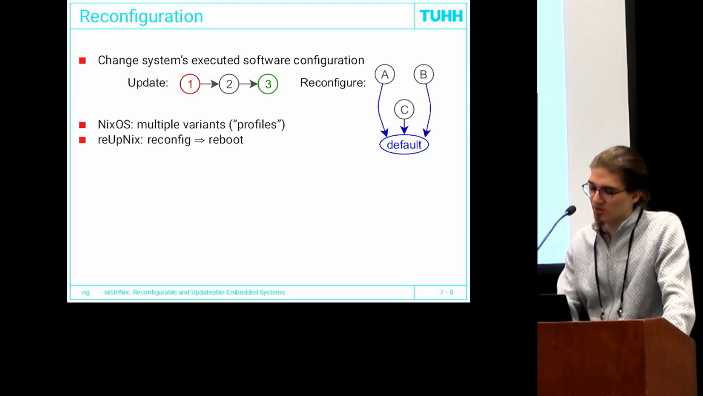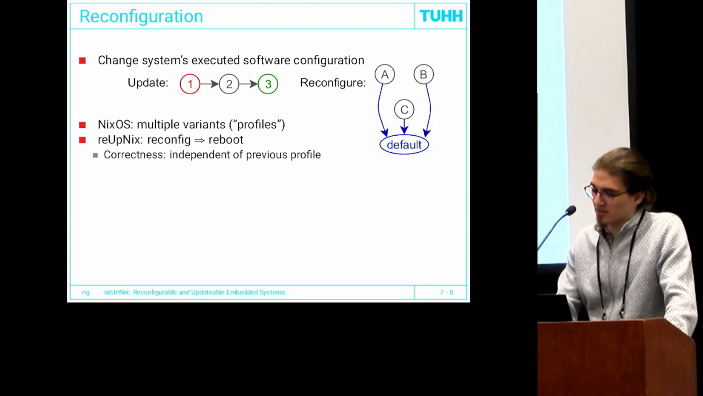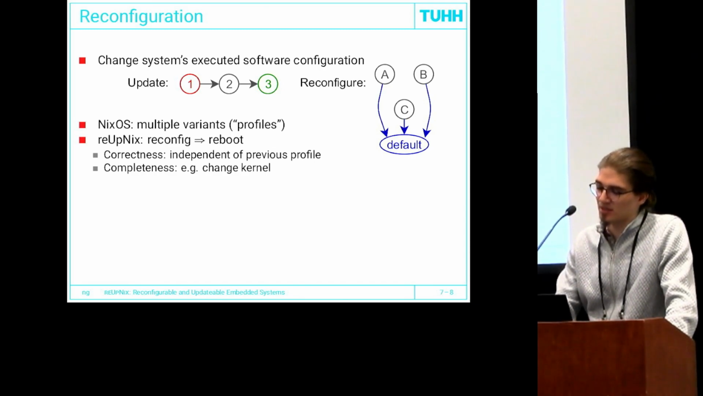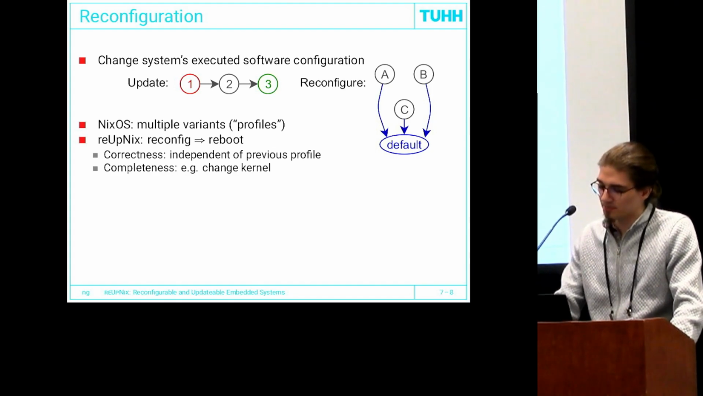We decided to only allow reconfiguration by rebooting. This ensures that the reconfiguration behavior is always correct and well-defined. That is, the system's runtime state after the configuration will only ever depend on the definition of this configuration and not on anything left over from the previous configuration. Further, rebooting is actually also the only way to achieve complete reconfigurability, since it is the only way to, for example, change which kernel we are executing.